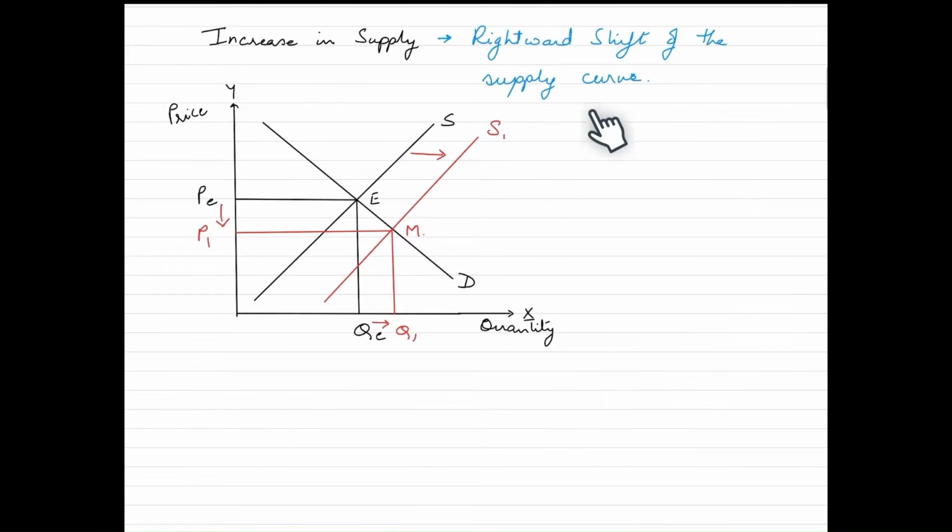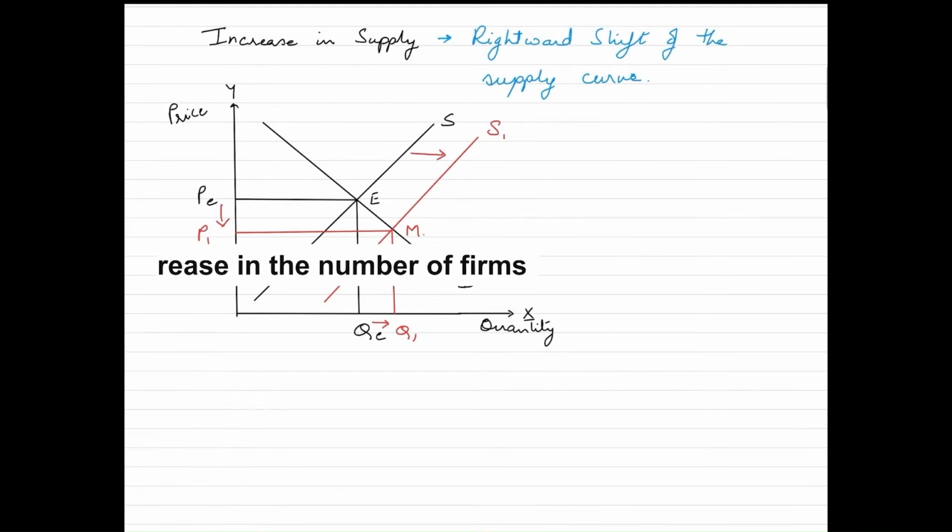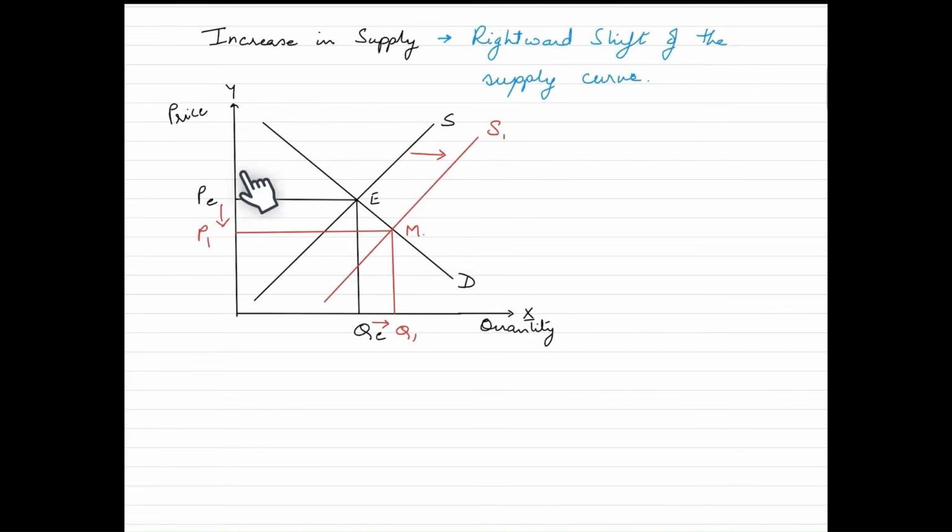What are the factors that would lead to a rightward shift? You would have factors like an increase in the number of firms producing the commodity, a reduction in the cost of inputs, a reduction in the wages, a reduction in taxes. All these factors could contribute to an increase in supply. So when I say increase in supply, technically more is being supplied at each price point. So whether the price goes up or price goes down, more would now be supplied in the market.